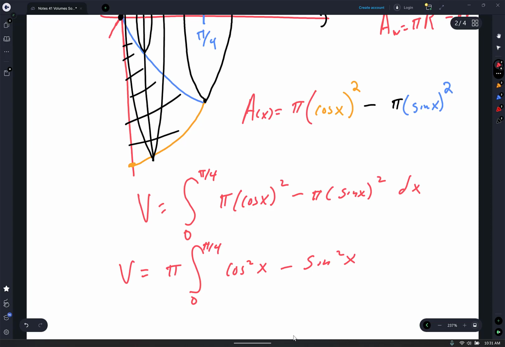This actually you can do by hand if you remember. This is a Cal 2 problem, really. If you remember what cosine squared minus sine squared is from pre-cal, you guys remember? It's a double angle. Don't worry about it.